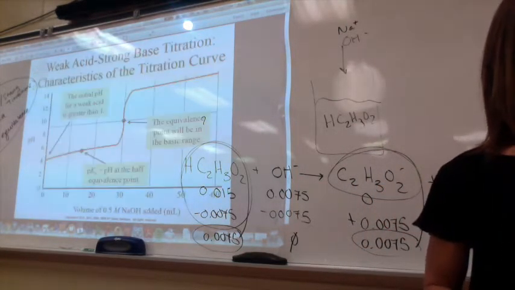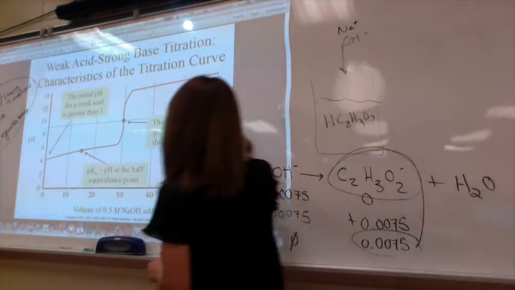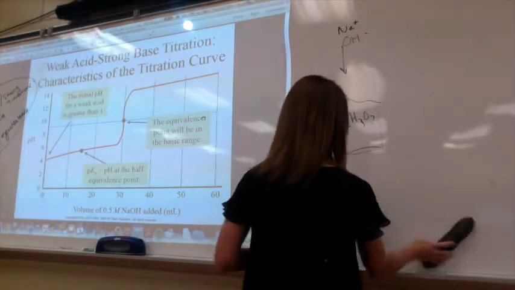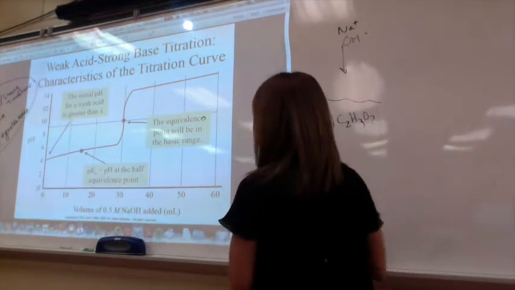Okay. So this is what a titration curve looks like for a weak acid with a strong base. How do I know first that this is a weak acid?